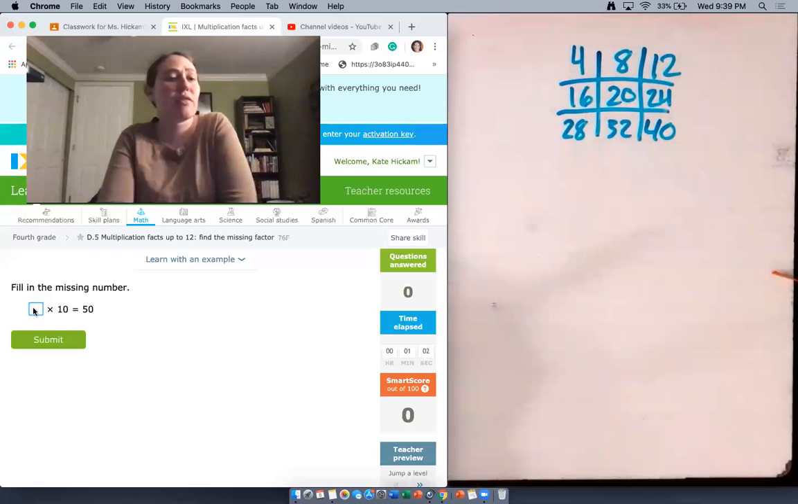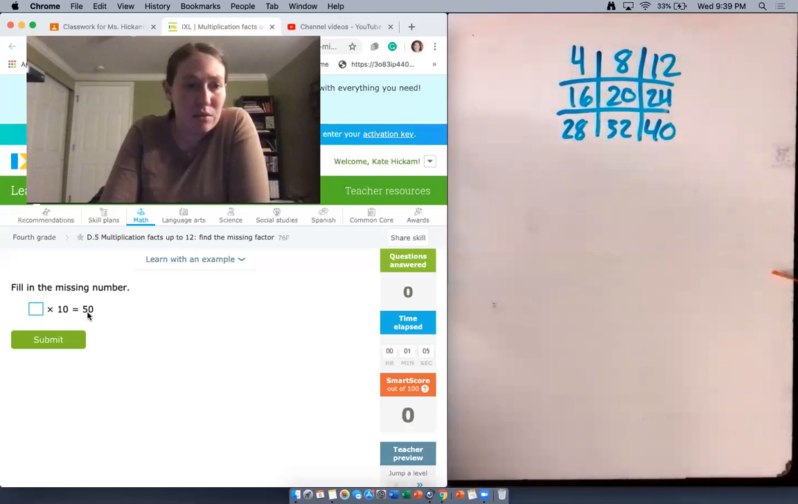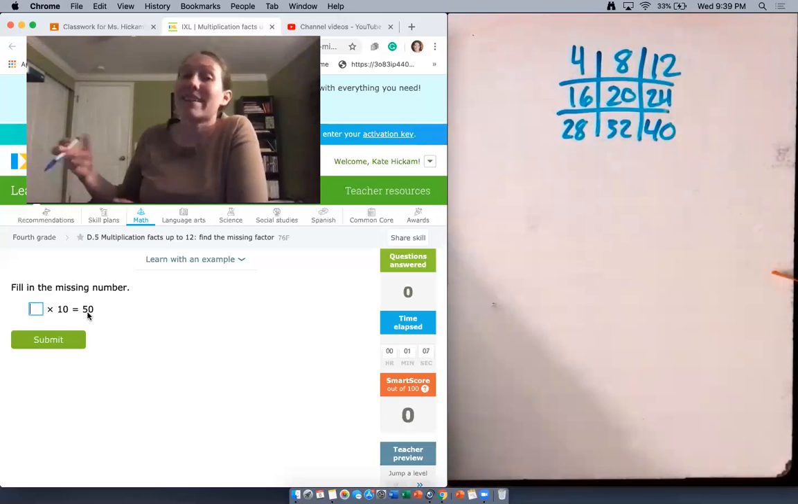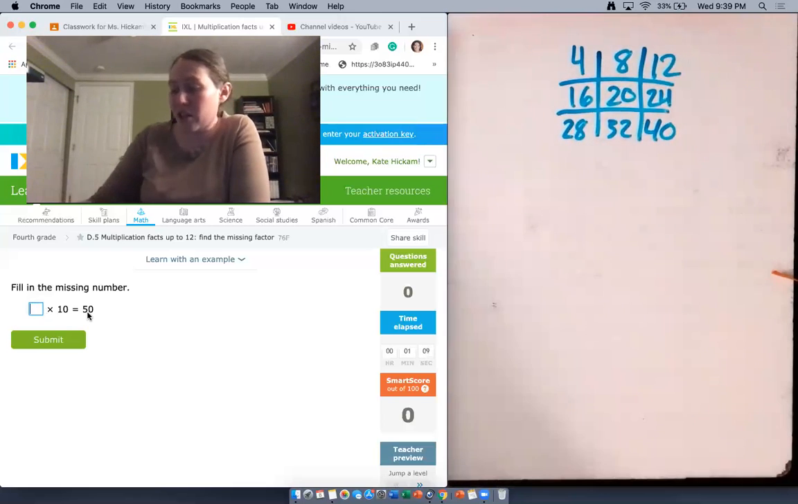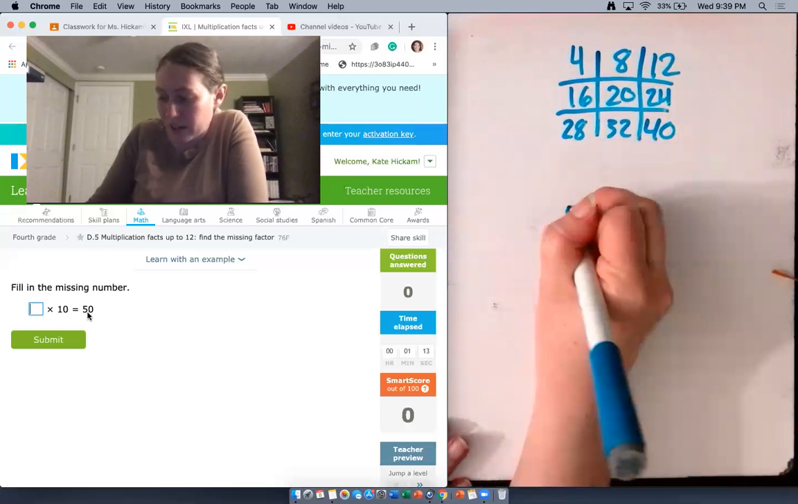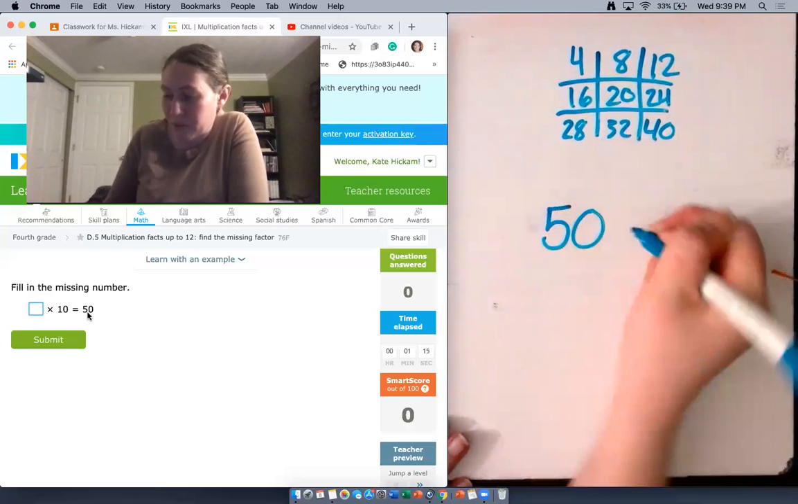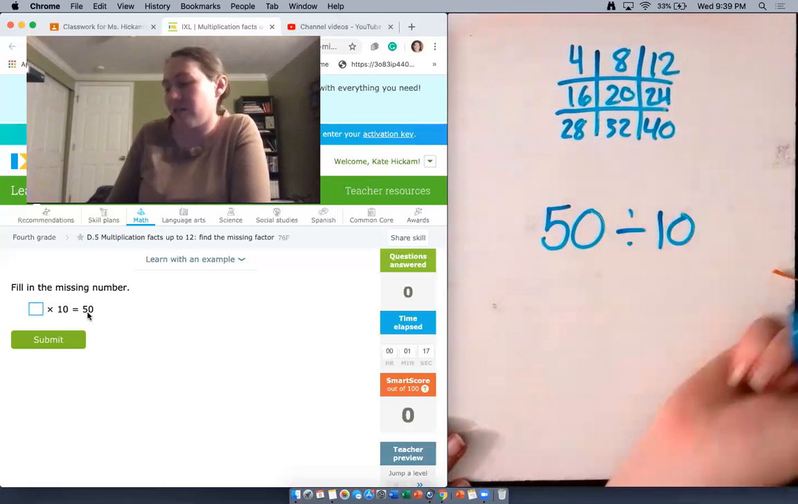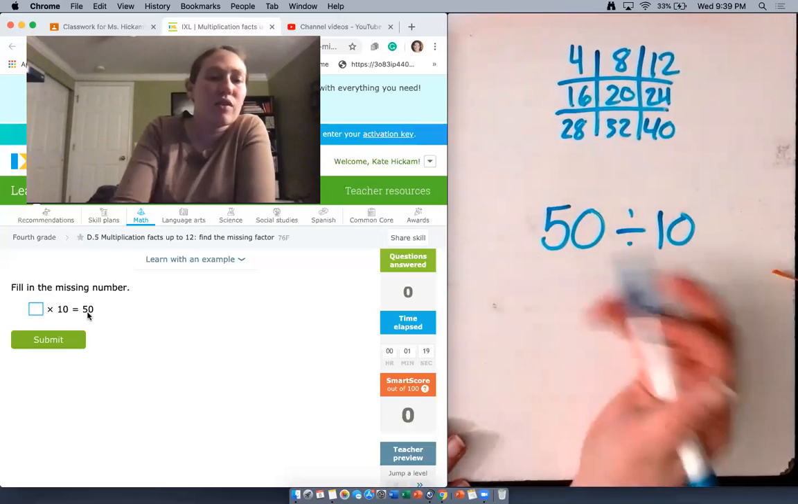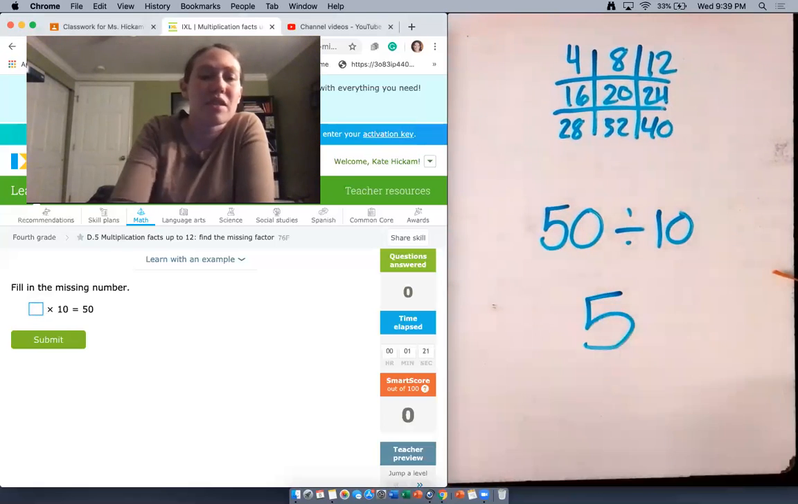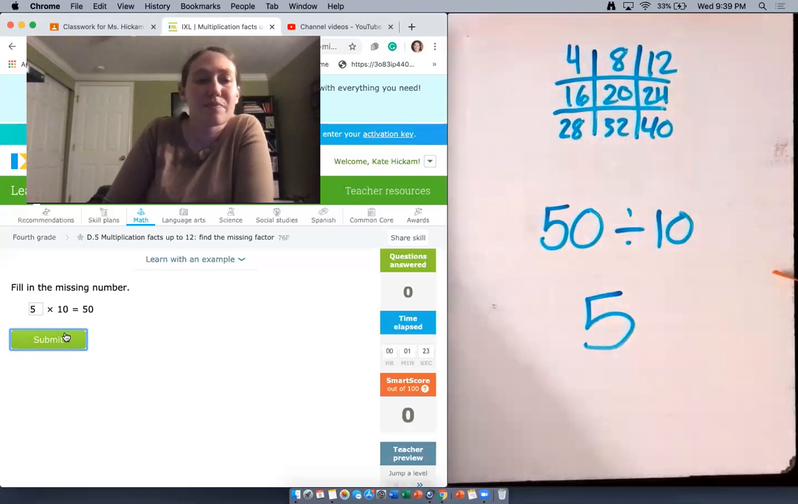Some of these you'll get right away. Blank times 10 equals 50. Well, if I didn't know my multiplication, I could easily go 50 divided by 10 equals what? How many times does 10 go into 50? 5 times. So, 5 times 10 is 50.